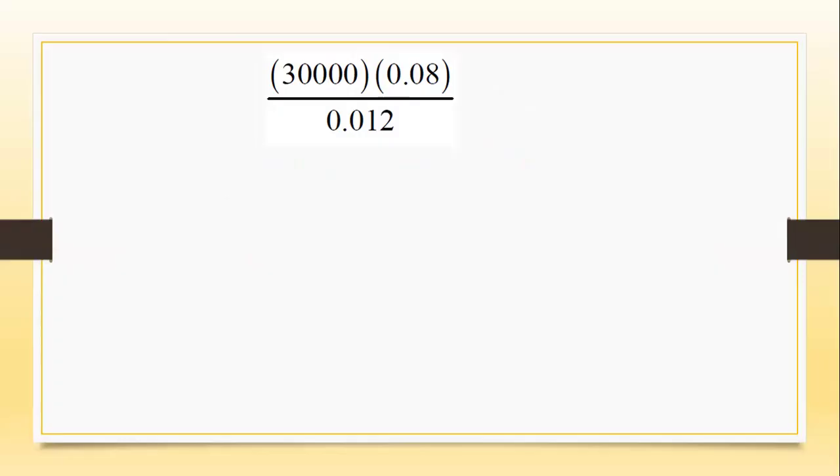3,000 times 0.08 divided by 0.012. 3,000 is the same thing as 3 times 10 to the power of 4, multiplied by 8 times 10 to the power of -2, divided by 1.2 times 10 to the power of -2.